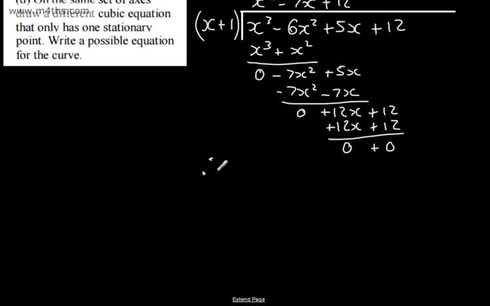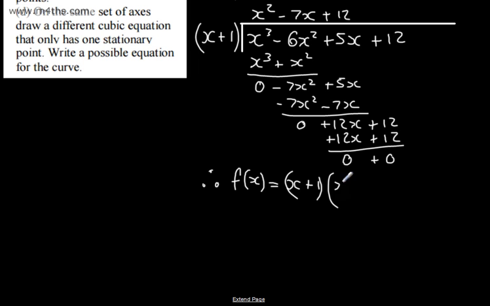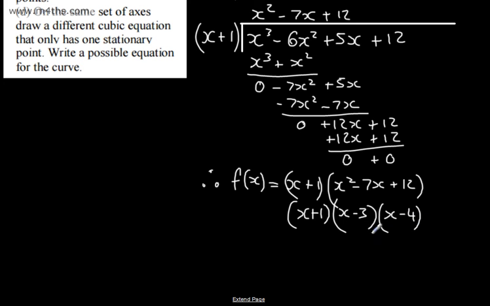Therefore, what we can do is write now f of x is equal to, now the linear factor of x plus 1 multiplied by the quadratic factor of x squared minus 7x plus 12. This will factor right here, as we've seen before. What we're going to have, x minus 3 and then x minus 4. So all I'm going to do is sketch this up. We've now got our 0 value, so let's go ahead and do this.